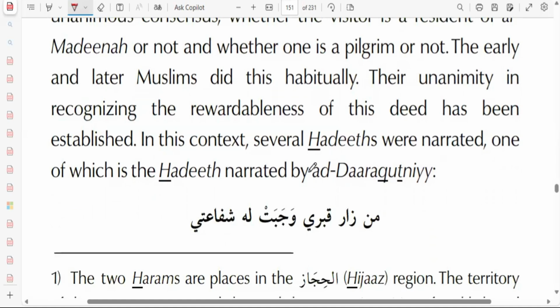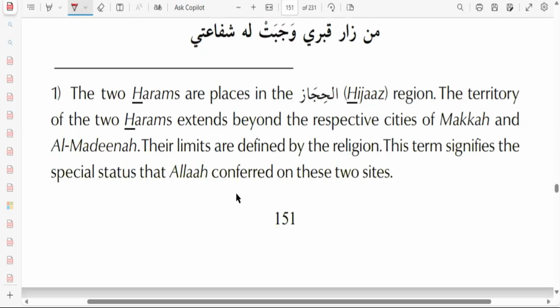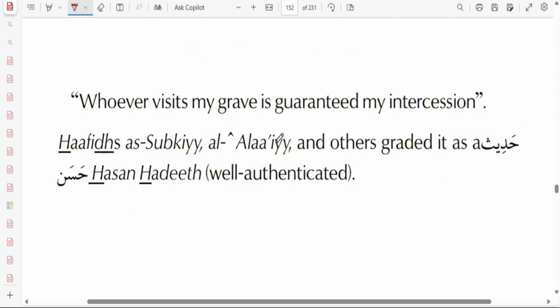In this context, several hadiths were narrated, one of which is the hadith narrated by Ad-Daraqutni: Man zara qabri wajabat lahu shafa'ati. Whoever visits my grave is guaranteed my intercession. Hafiz As-Subki, Al-Ala'i, and others graded it as a Hasan hadith, yani a fair hadith. It says well authenticated. I'd say it means fair hadith. Hasan hadith means that it fulfills the lowest conditions of acceptability. So it's a fair hadith, acceptable according to the lowest conditions of acceptability.